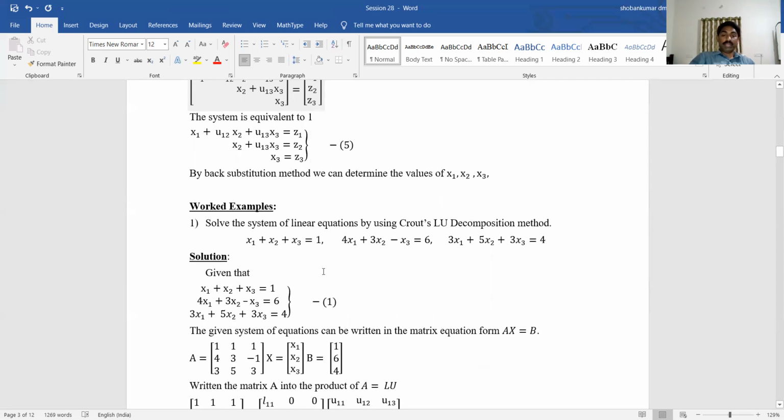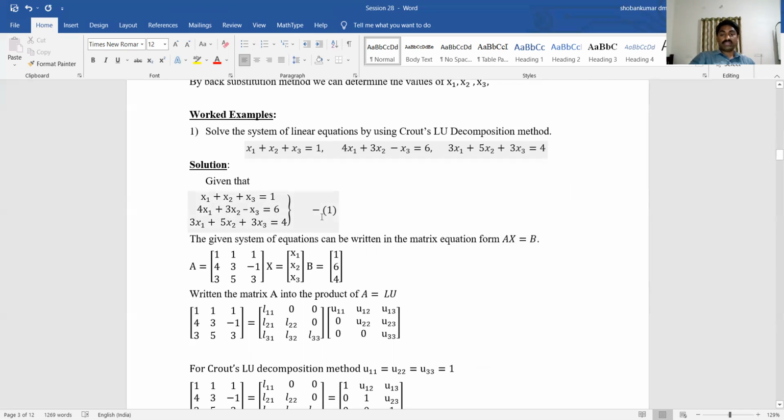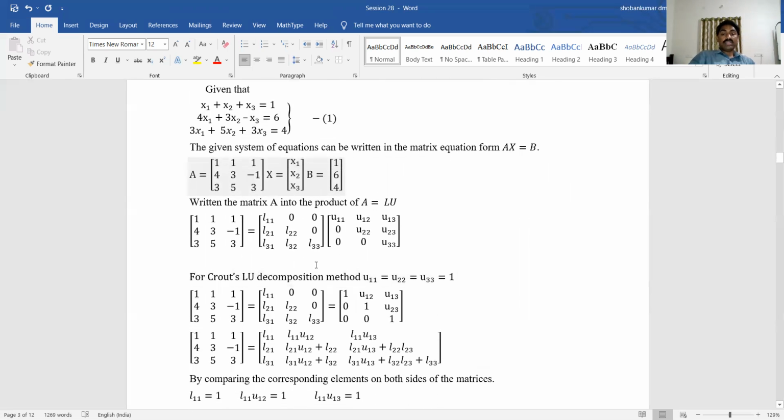Now we consider one example. Solve the system of linear equations by using Crout's LU decomposition method. The equations are x1 plus x2 plus x3 is equal to 1, 4x1 plus 3x2 minus x3 is equal to 6, 3x1 plus 5x2 plus 3x3 is equal to 4. Here this is the given system, call it equation 1. Note down the coefficient matrix A of the given system, the unknown matrix X and the constant matrix B. Now decompose A into the product of a lower triangular and an upper triangular matrix. Here A is equal to L into U.